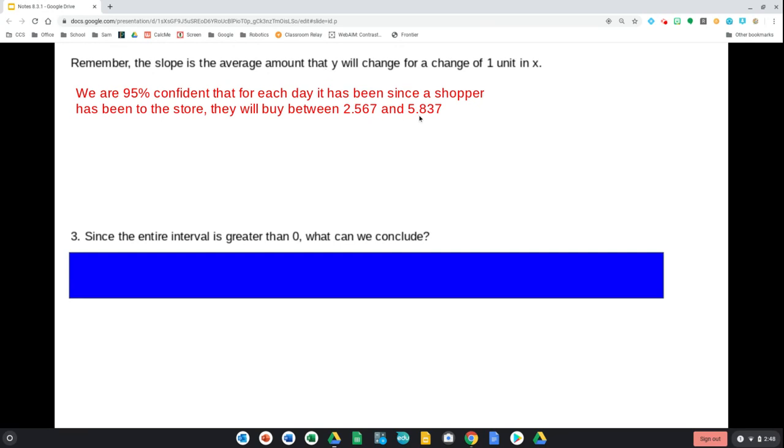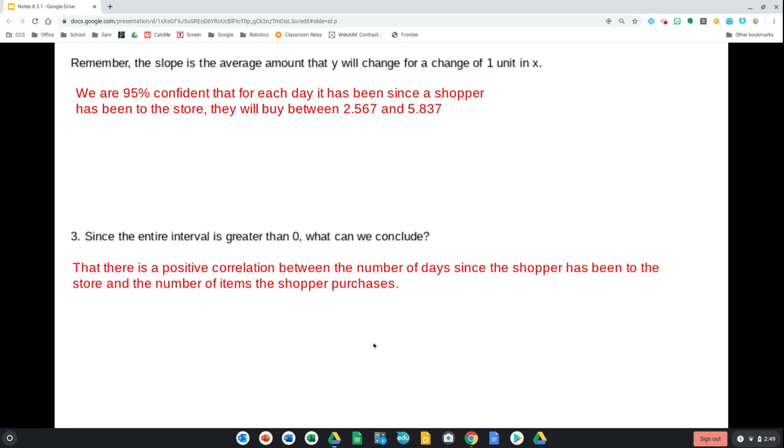Now notice that our interval did not include 0. Both of these numbers are positive. So we are 95% confident that this line is going to have a positive slope. Since that entire interval is greater than 0, we can also conclude that we are 95% certain that there's going to be a positive correlation between the number of days since the shopper's been to the store and the number of items that they purchase. That's another conclusion we can make because 0 wasn't in that interval. If 0 was in that interval, we wouldn't be able to make that conclusion.